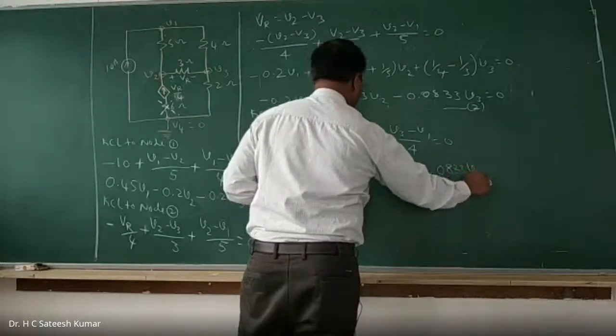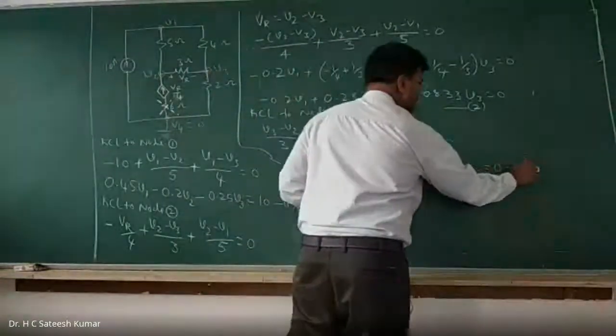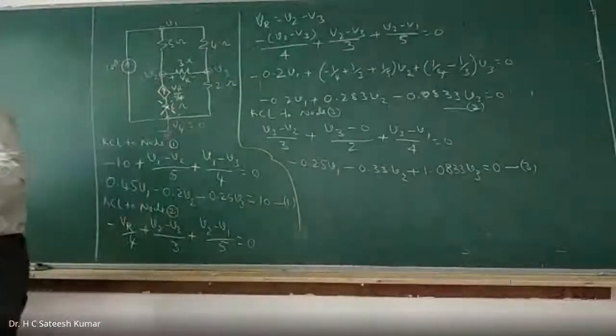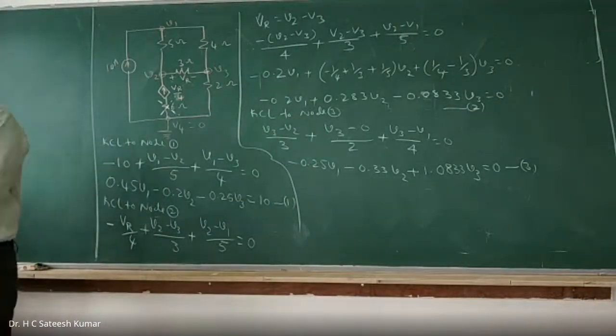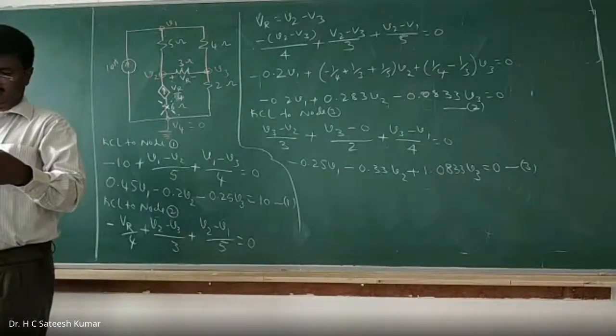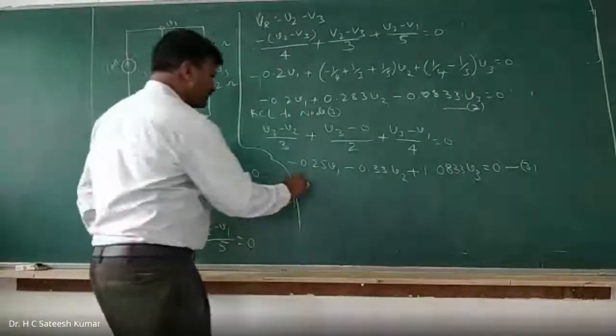V3 is equal to 0.0833. Okay, check it. If you are finding any different answer, please tell me. Correct? Okay, it's right. So therefore, now you go for the matrix.